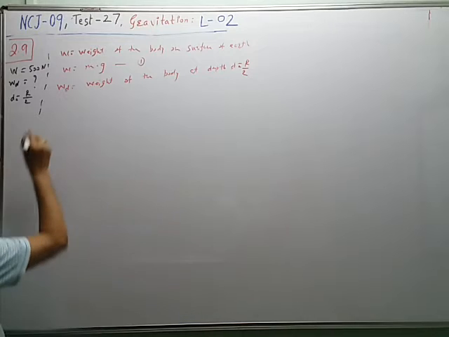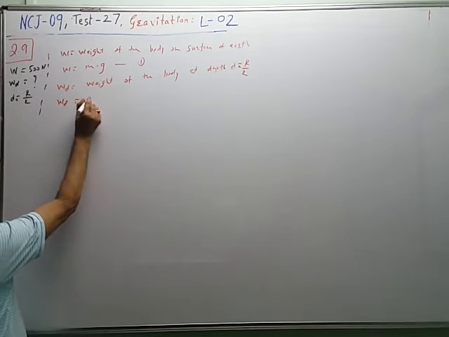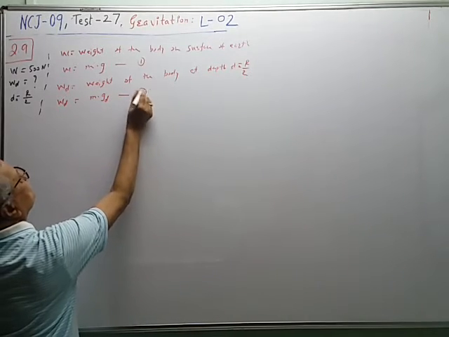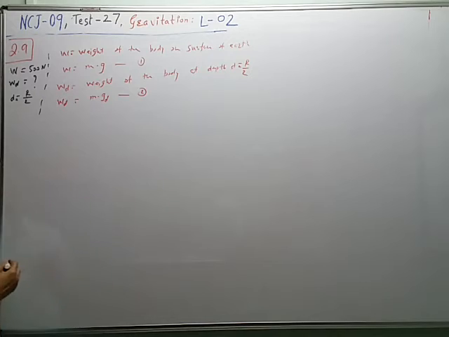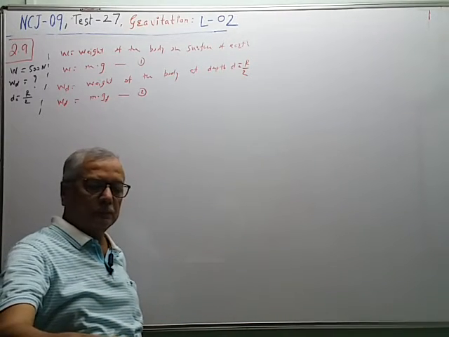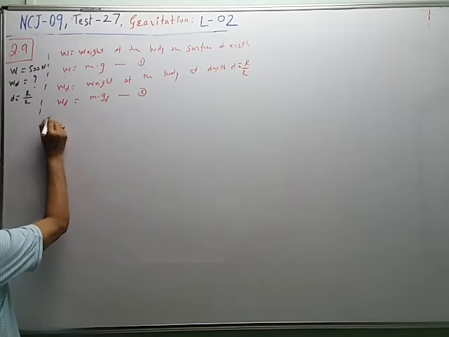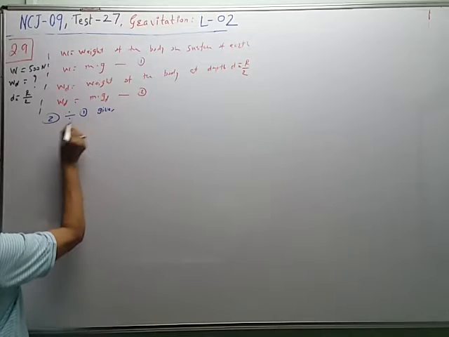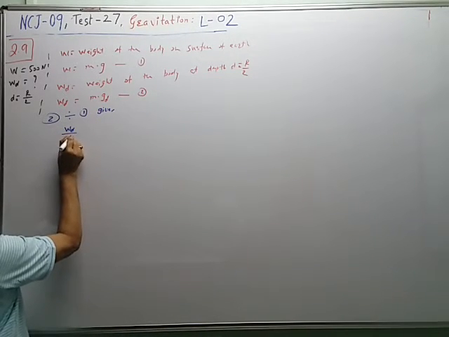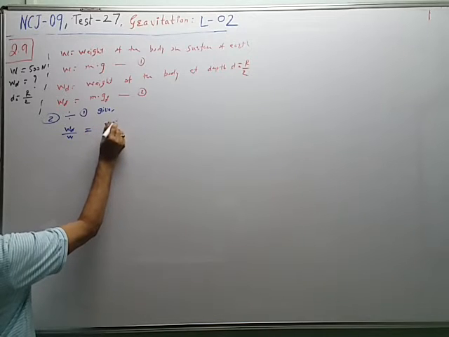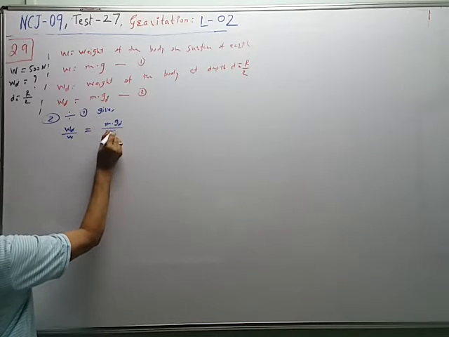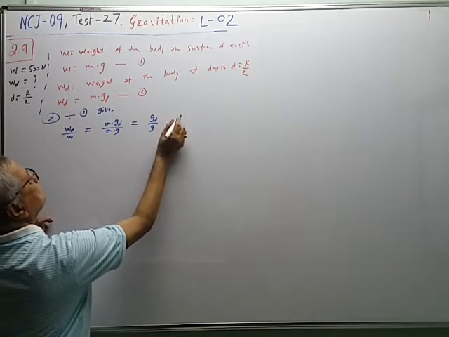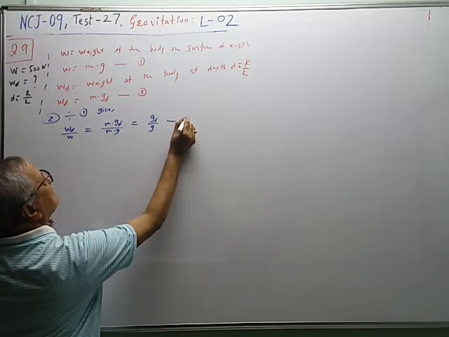is equal to r by 2. Therefore, WD is equal to m into GD. That is equation 2 by 1. Weight at depth d upon weight on the surface of the earth is equal to m into GD divided by m into G. So this is equal to GD upon G. This is equation A.